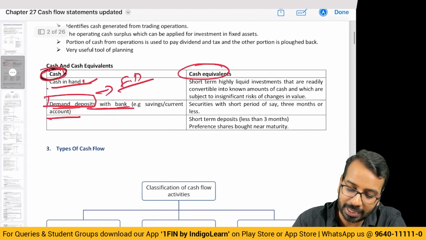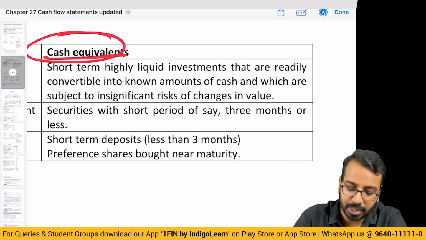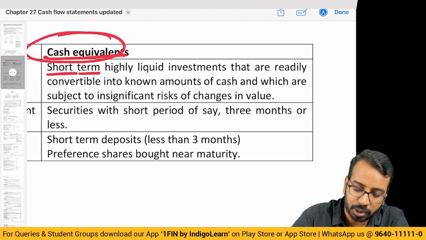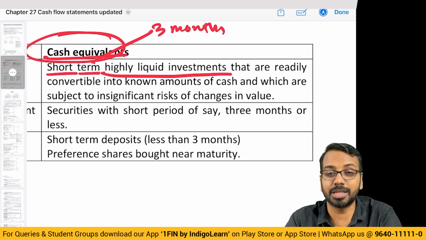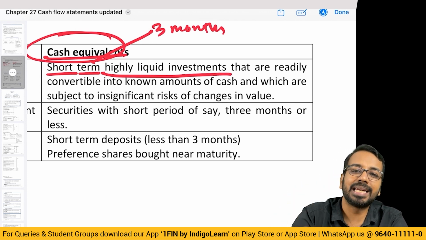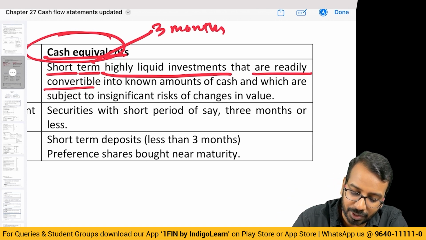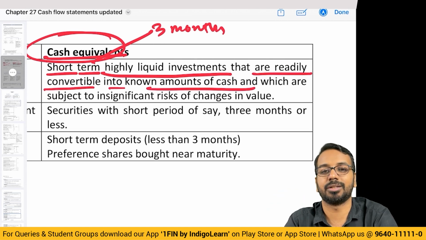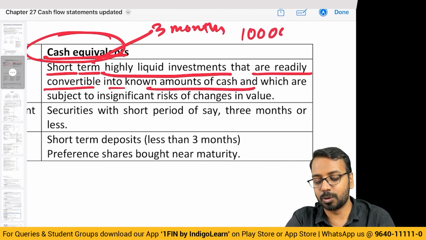Then what are cash equivalent? Cash equivalent, remember this definition. Short term here we refer to a period of 3 months. Highly liquid investment. Highly liquid investment means you can sell it whenever you want to and you can realize cash. That are readily convertible into known amount of cash. So for example, I have a 2 months FD. I gave 10,000 rupees for a 2-month FD at 7%.